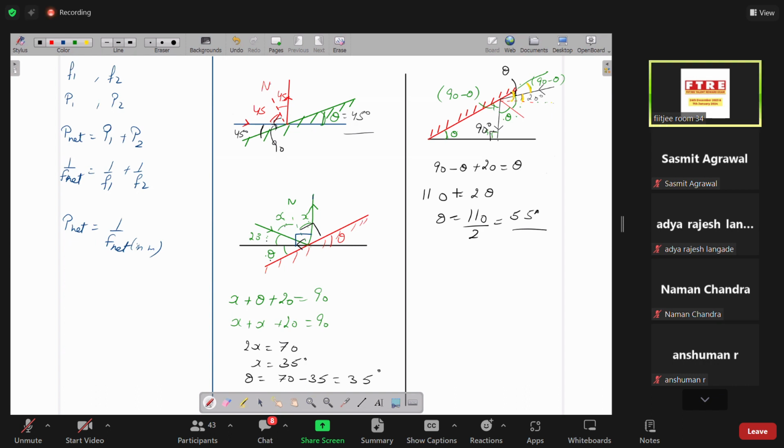A person 1.6 meter tall is standing at the center between two walls, 4.5 meter high. What is the minimum size of the plane mirror fixed on the wall in front of him so that he can see the full height of the wall behind him? This was the question in your face test paper.